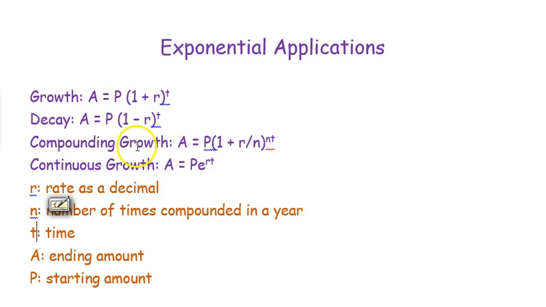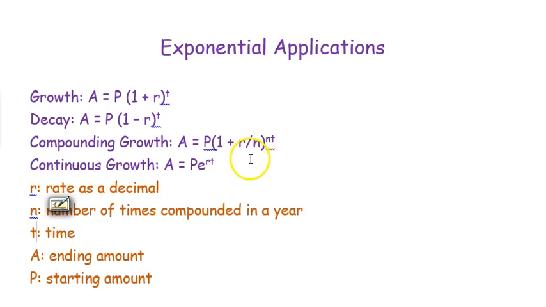When you move down to compounding growth, this is what happens with money in like a bank situation. So your rate over here is divided by n, and the exponent is n times t. Down here I tell you what each of these variables mean. So n is meaning how many times a year that money is compounded.